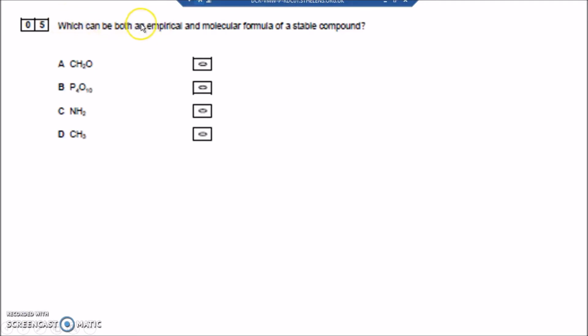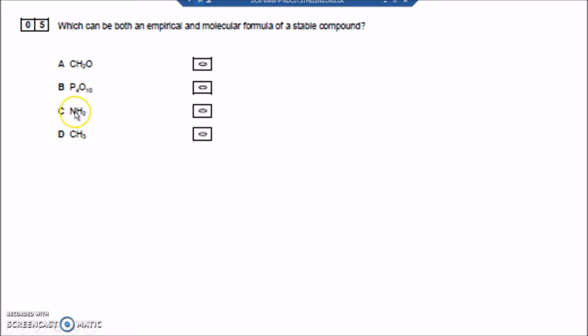Question 5. Which can be both an empirical and molecular formula of a stable compound? I can probably do this by elimination actually and then work out the correct answer. P4O10, well that's not an empirical formula because it could be simplified to P2O5. NH2, well you can have NH3 but not NH2.